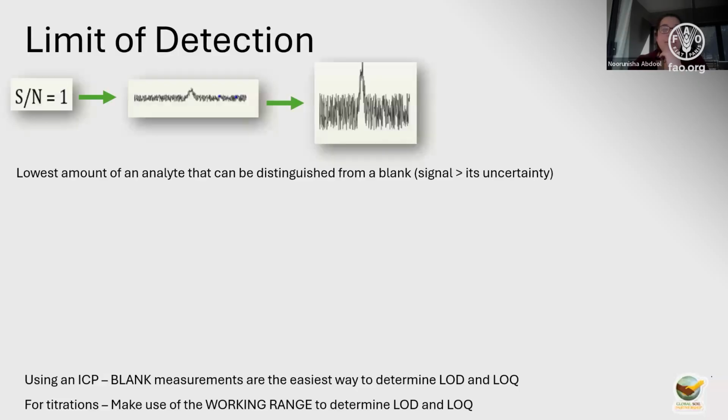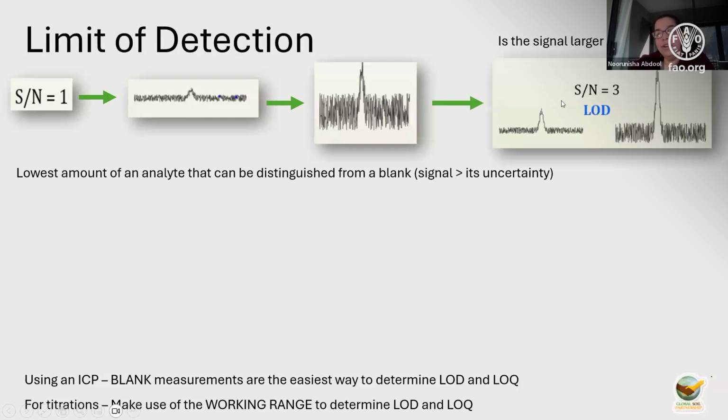Okay, so limit of detection, basically this comes out of your ICP. This example that I'm using is your signal to noise ratio. So S for signal, N for noise. And you are looking at the lowest amount that can be distinguished from a blank. So all of these lines that you see here would be your noise or your blank sample. And then the peak that we're looking at is where our LOD is.